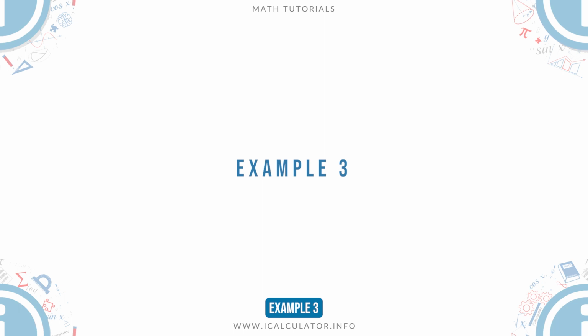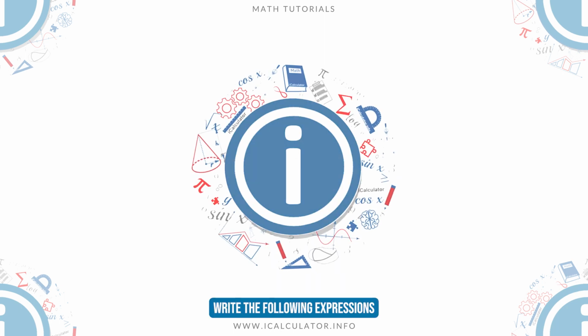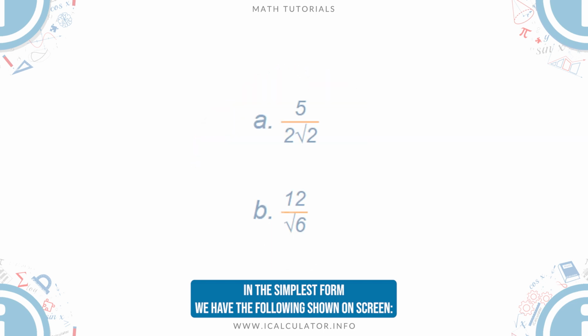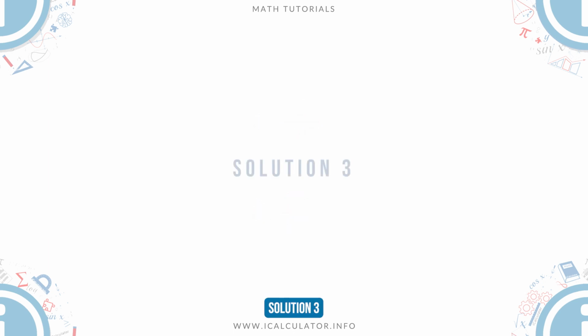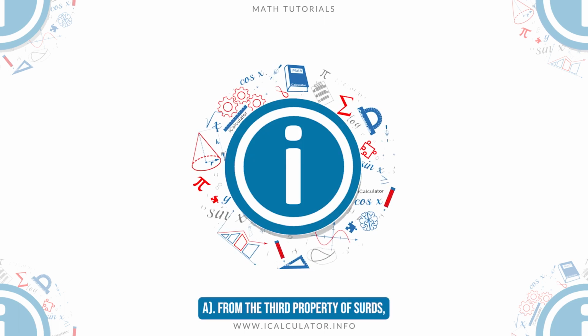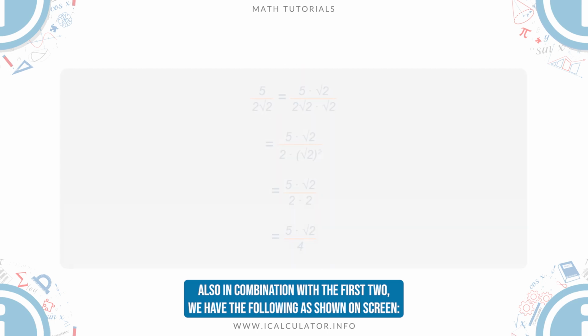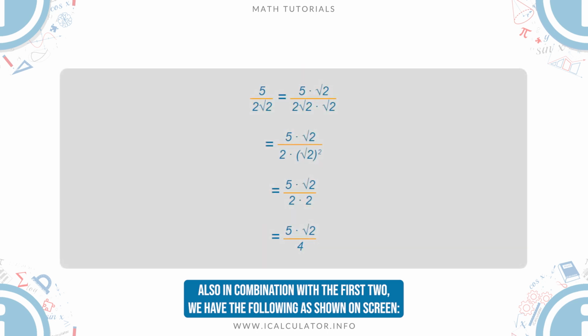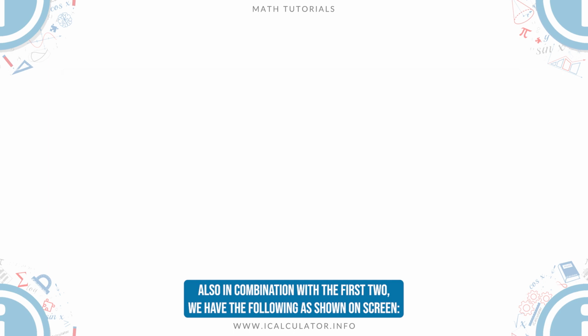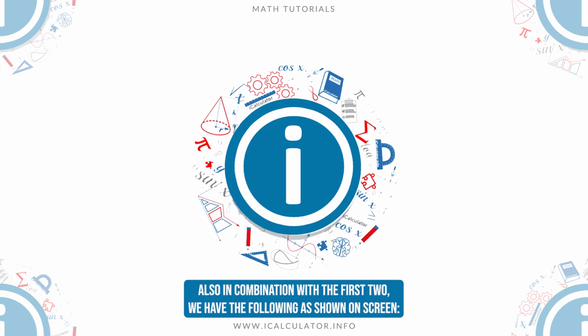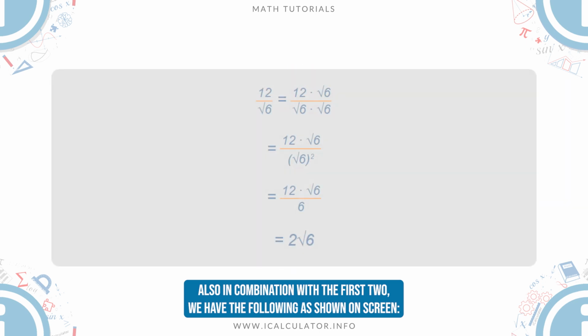Example 3. Write the following expressions in the simplest form. We have the following shown on screen. Solution 3. A. From the third property of surds, also in combination with the first two, we have the following as shown on screen. B. Again, from the third property of surds, also in combination with the first two, we have the following as shown on screen.